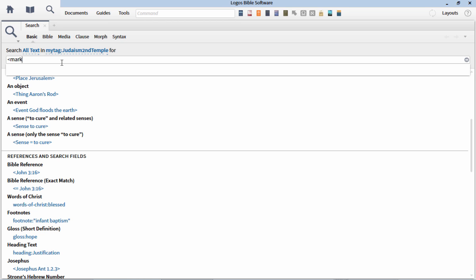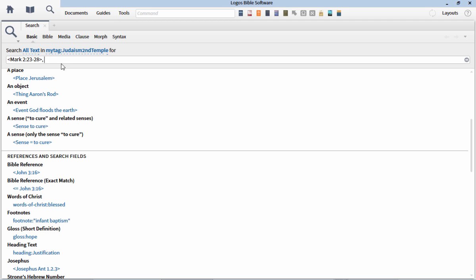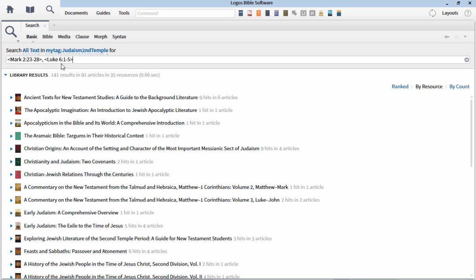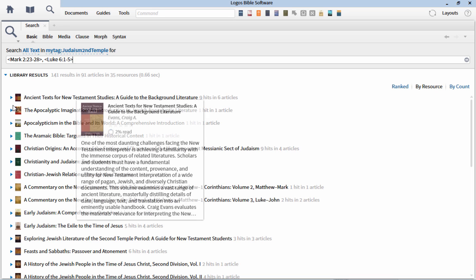So let me go ahead and let's search for pages in my Judaism books that talk about the story of Jesus going with his disciples through the cornfield and plucking some grain. That story is found in Mark 2, 23 to 28. So we write it like this. Comma means or if Logos finds something with Luke 6, 1 to 5. If we do a search now, Logos will now search all my books tagged Judaism Second Temple that are talking about these two Bible texts. Either one is fine. So let's see if we can find something interesting here.